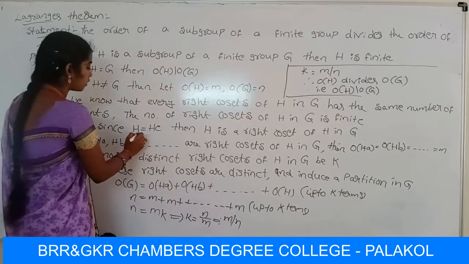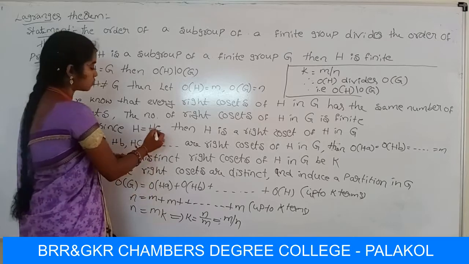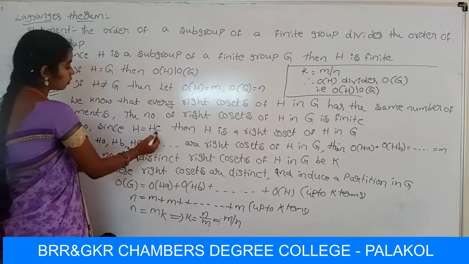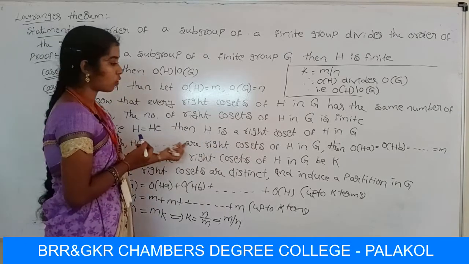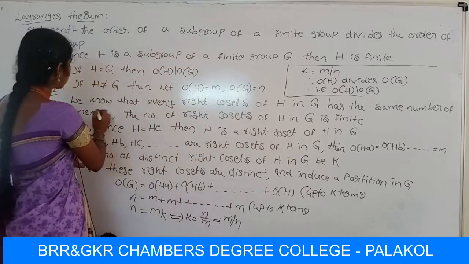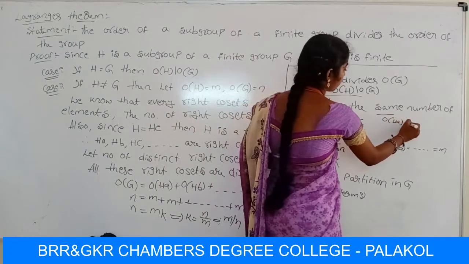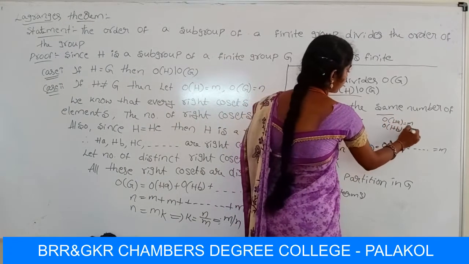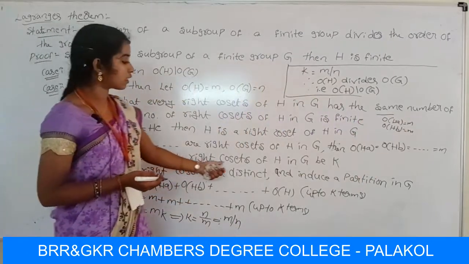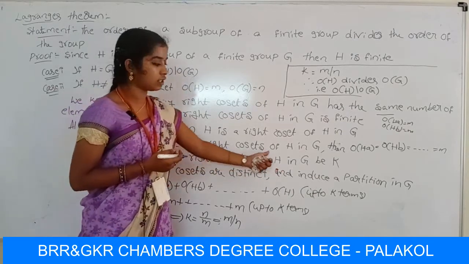H, with the identity element, is itself a right coset of H in Z. Therefore HA, HB, HC and so on are right cosets of H in Z. Every right coset has the same number of elements, so the order of HA is m, the order of HB is m, and so on. Next, let the number of distinct right cosets of H in Z be k.